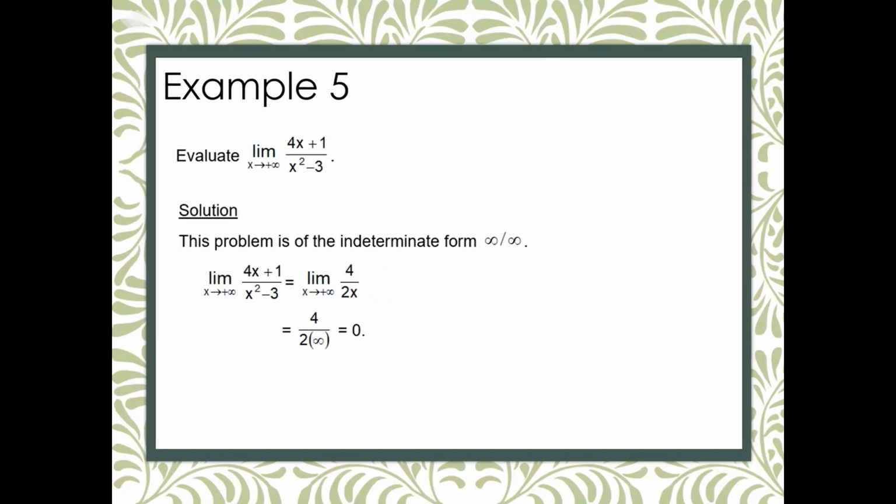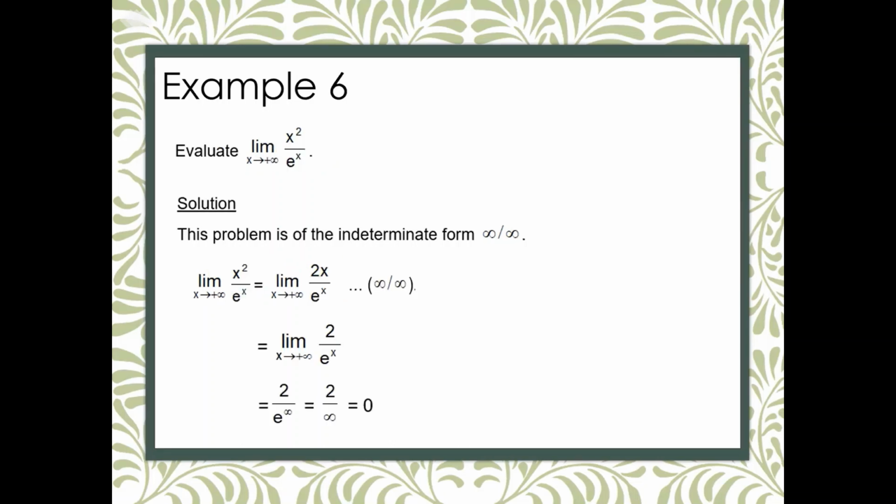Next, refer to example 5. By direct substitution, it leads to the form of infinity over infinity. Differentiate 4x plus 1 is 4, and differentiate x squared minus 3 is 2x. Replace the x with positive infinity, you will obtain 0 as the final answer. Take note that when any number is divided by infinity, the answer is always equal to 0.